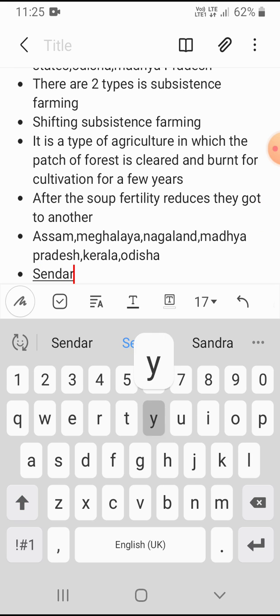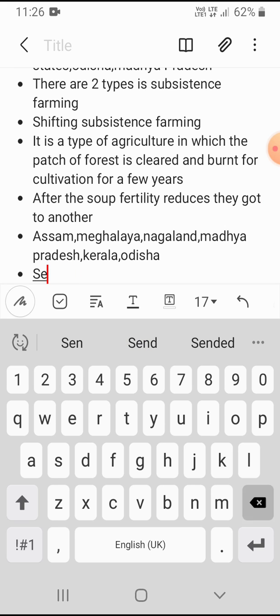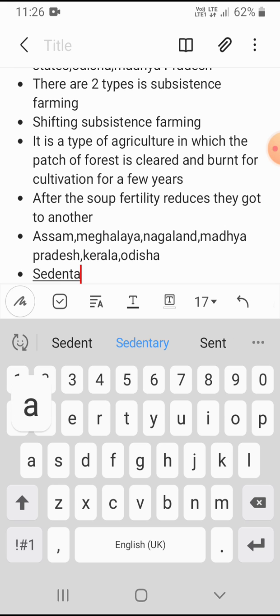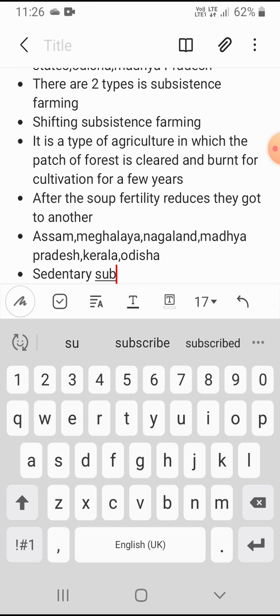So next is sedentary subsistence farming. There are two types I said, no. So first is shifting, next is sedentary subsistence farming.